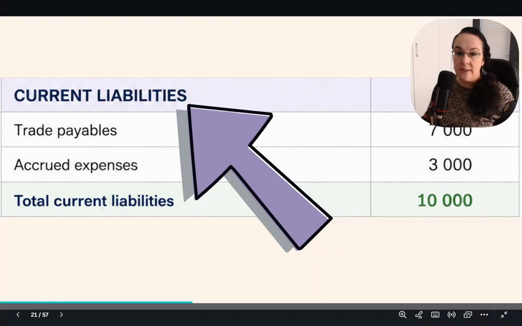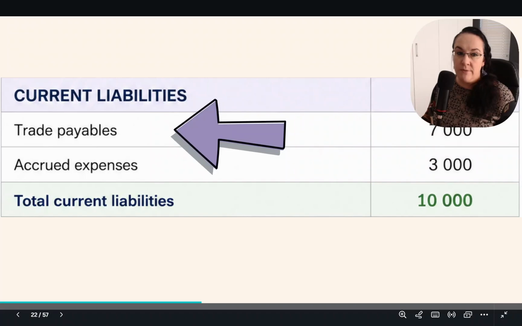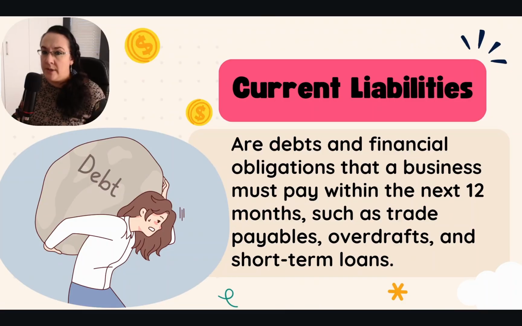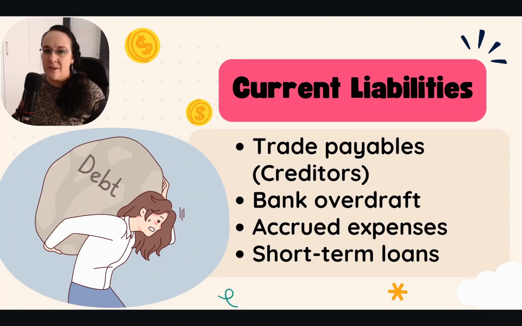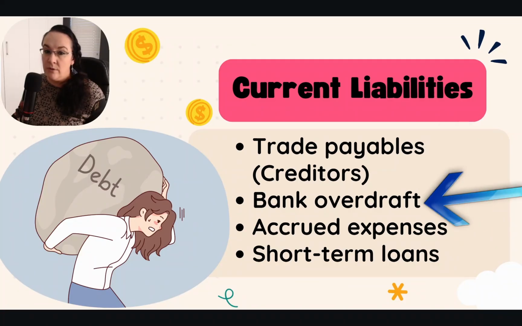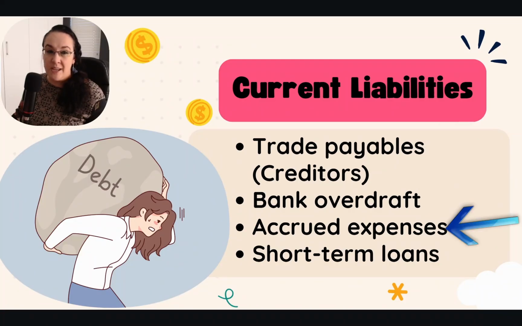We are also going to need the current liabilities section from the statement of financial position. Here we will typically find current liabilities such as trade payables and accrued expenses, to mention a few. What are current liabilities? They are debts and financial obligations that a business must pay within the next 12 months, such as trade payables, overdrafts, and short-term loans. Let's run through a list of current liabilities. Trade payables, also known as creditors, bank overdraft, accrued expenses, expenses that we are behind in paying, and short-term loans.